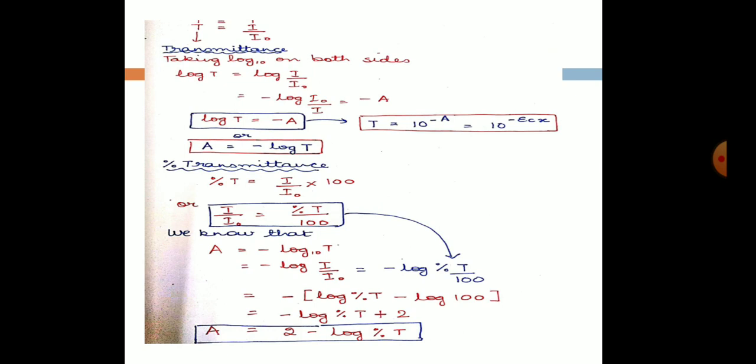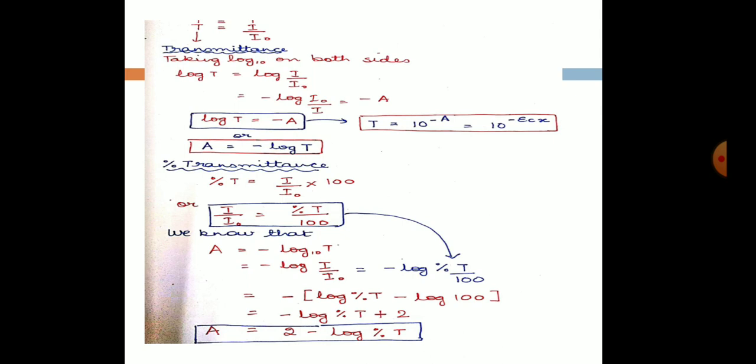Further we can write it as T is equal to 10 to the power minus A, and A is nothing but absorbance, so we can substitute it with epsilon Cx. So 10 to the power minus epsilon Cx. So this is another relationship which we get between absorbance, transmittance, concentration, path length, etc. So absorbance is equal to minus log T.